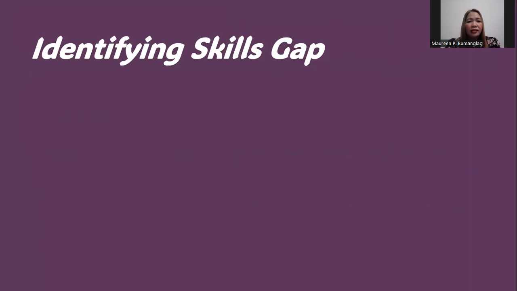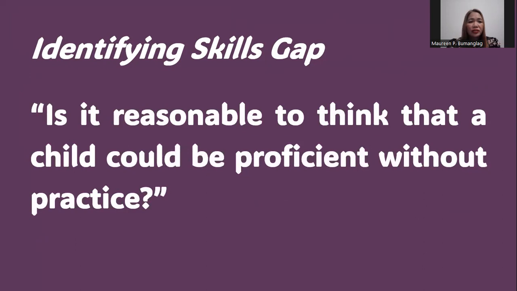So this is identifying a skill gap. Let's go back to the first question: is it reasonable to think that a child could be proficient without practice? Yes or no? If your answer is no, then the skills gap is likely the culprit. We all know that practice makes perfect. Let's ensure that the learners have the time and resources they need to hone their skills and succeed in their academic journey.